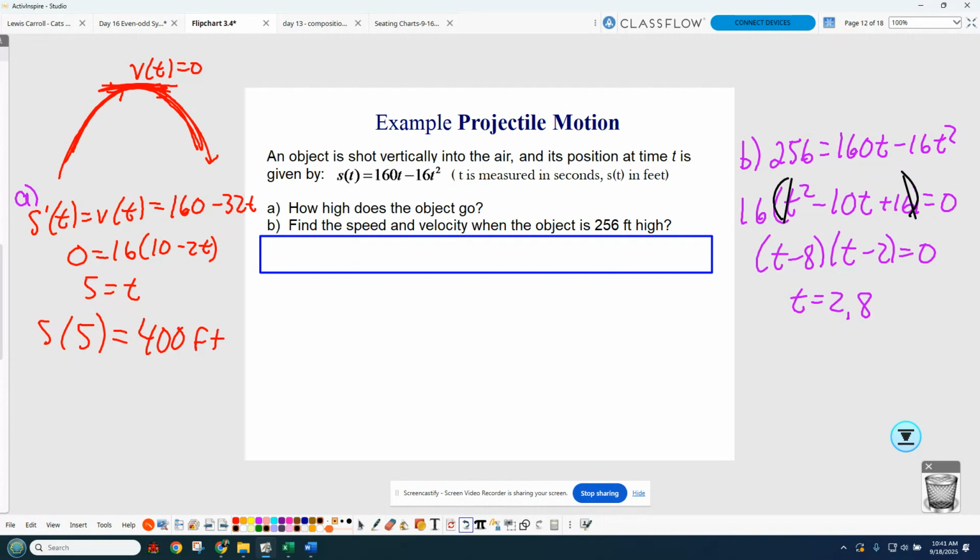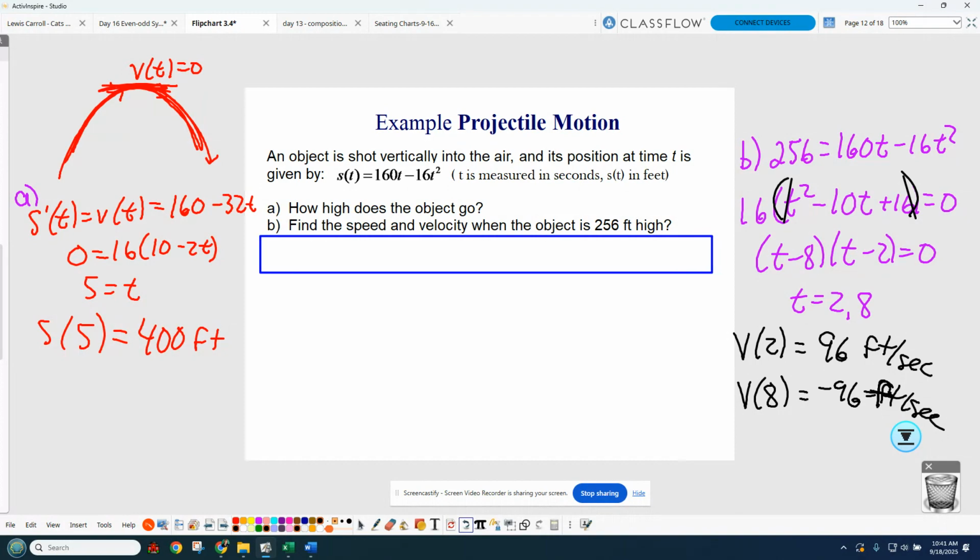Okay, so I have the derivative. Plugging in to velocity, v of 2. This one I was given units, so I'm going to keep them. Velocity at 2 is positive 96 feet per second. Velocity at 8 is negative 96 feet per second. What is the speed? 96 feet per second. Both of them are 96.